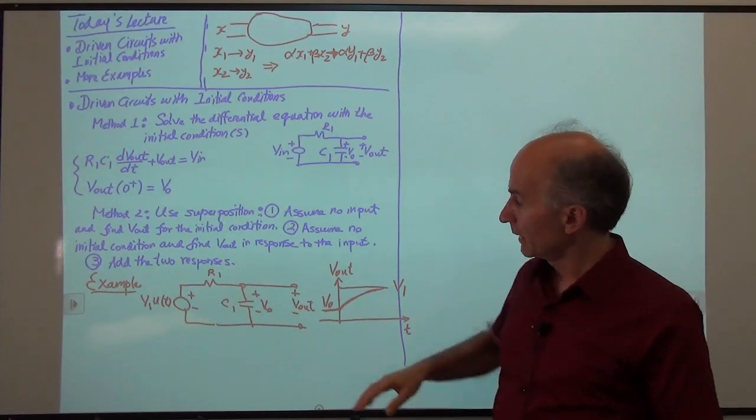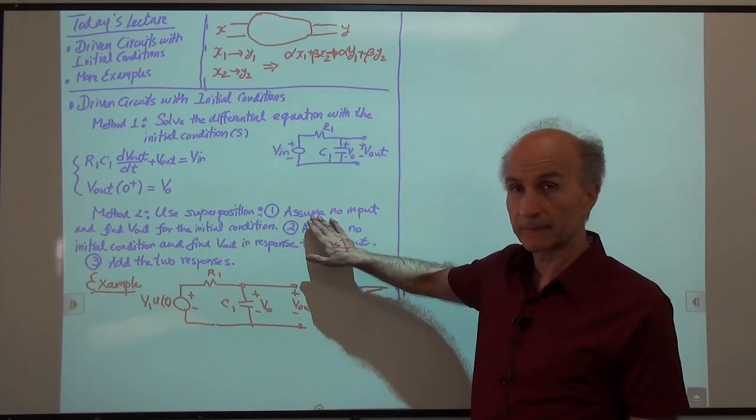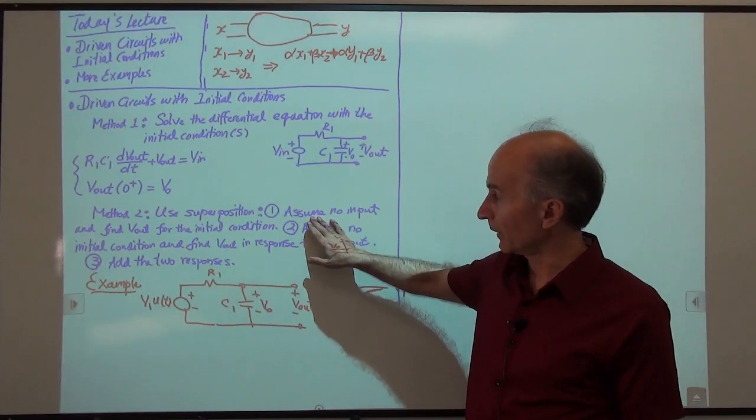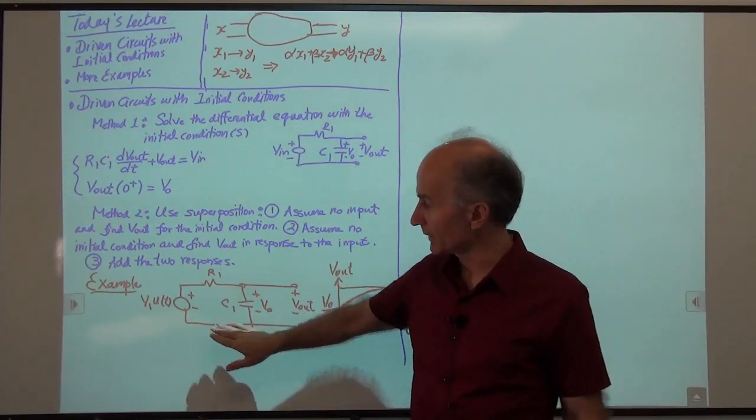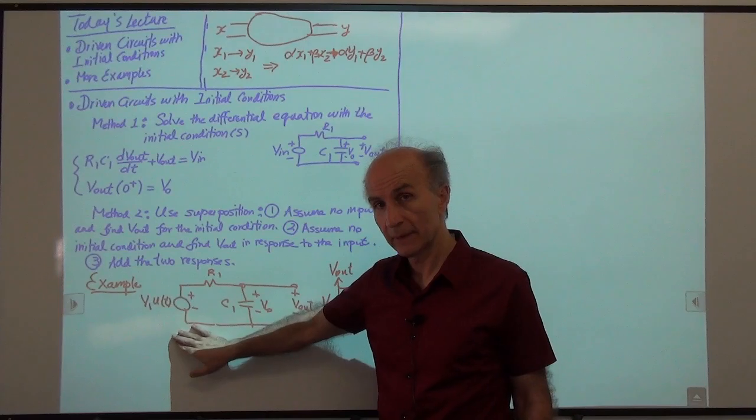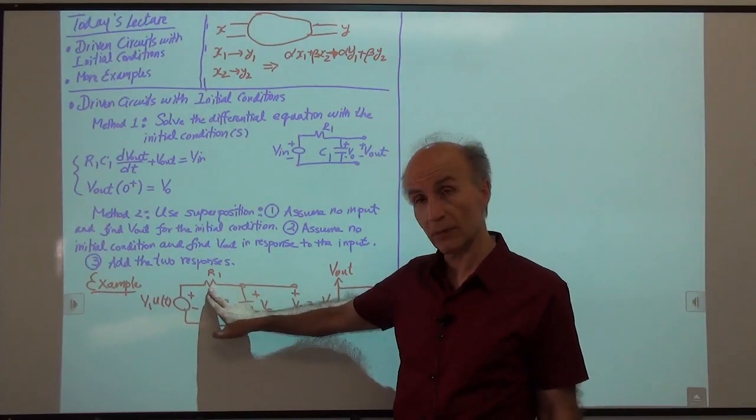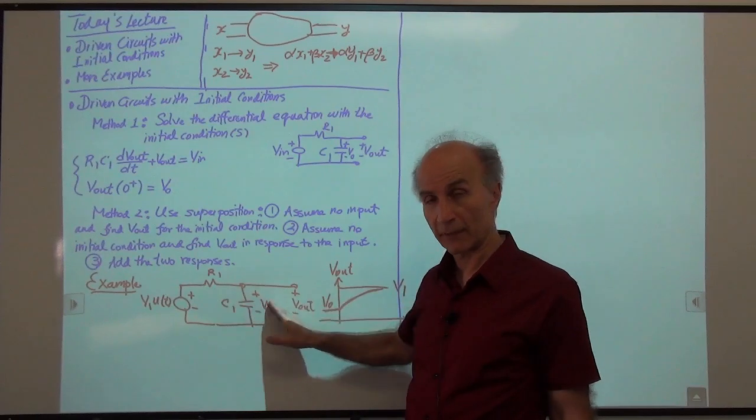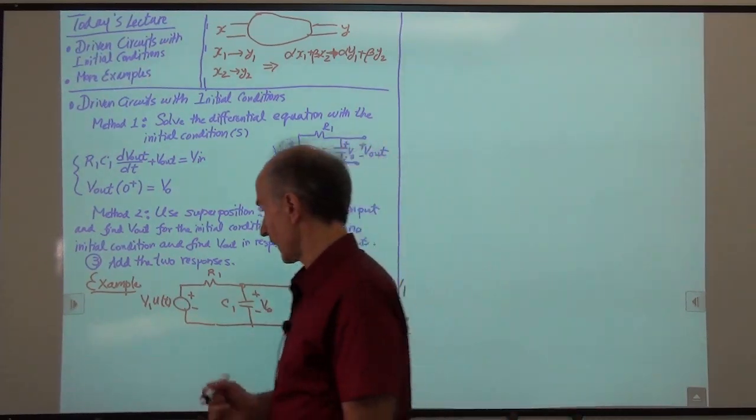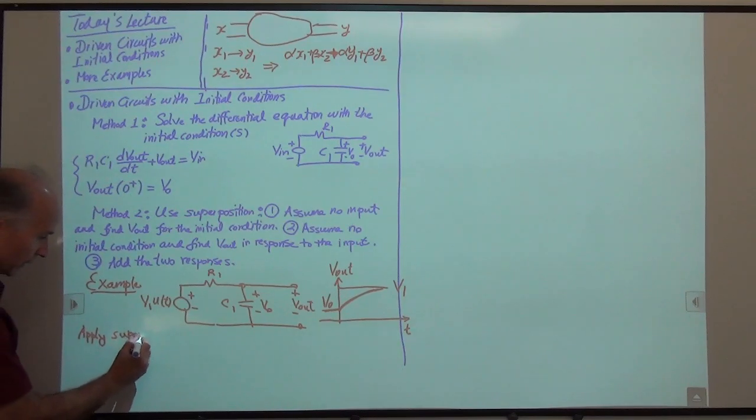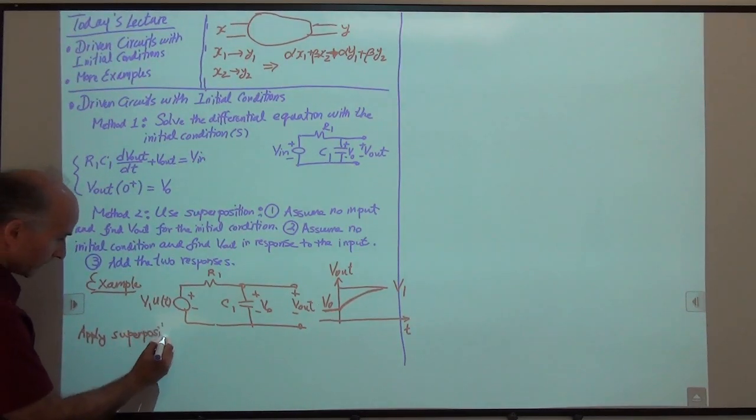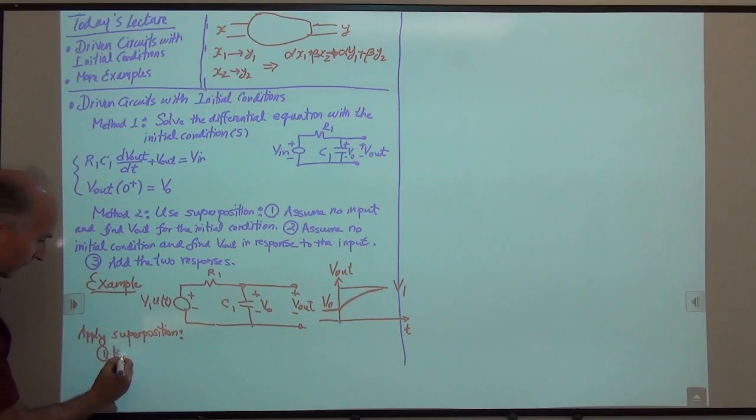Yes, I could say, assume no input, all right? And find the output corresponding to the initial condition. So if I have no input, what does it mean? It means this is 0, it's a short circuit. I have a capacitor discharging to a resistor. So I can find that V out. So let's do that. So we say apply superposition. So step 1, no input.